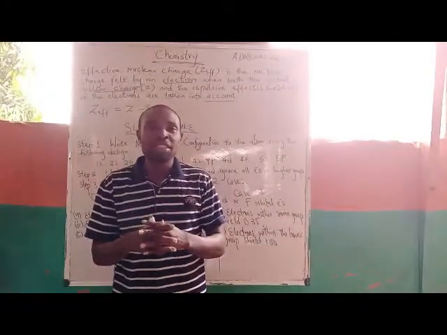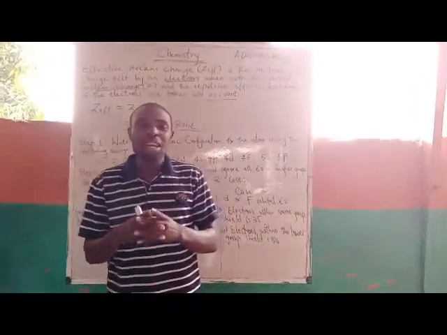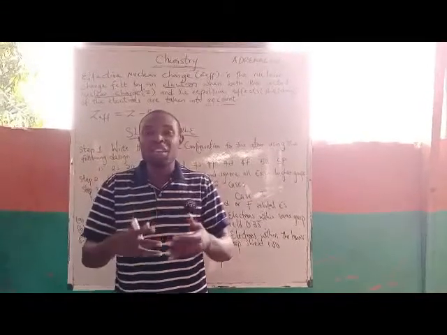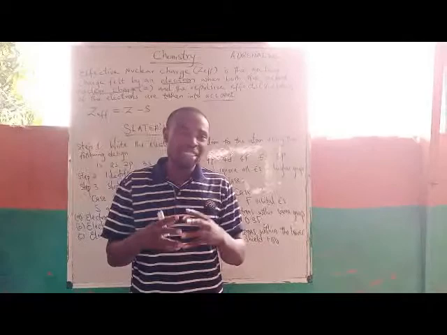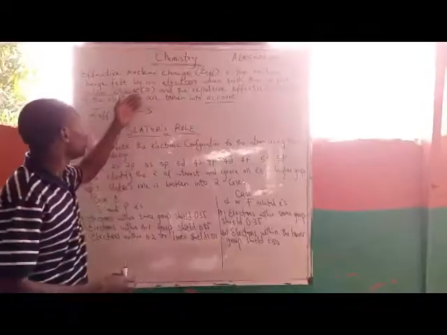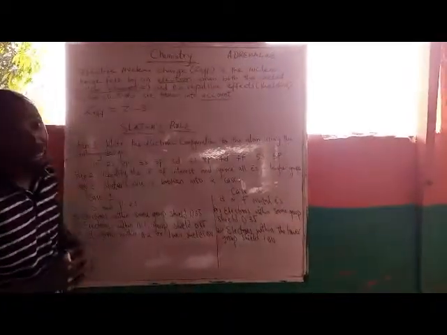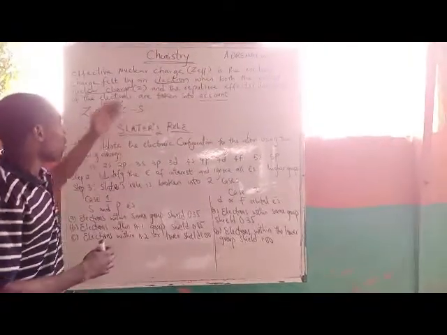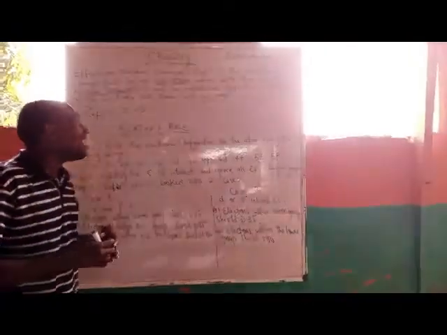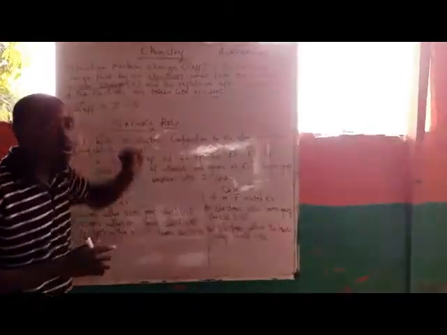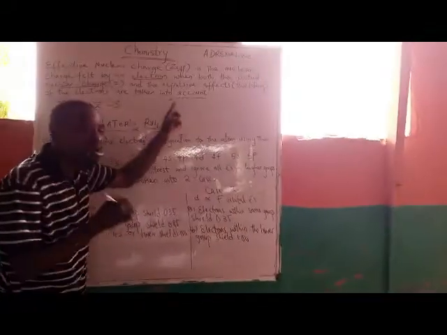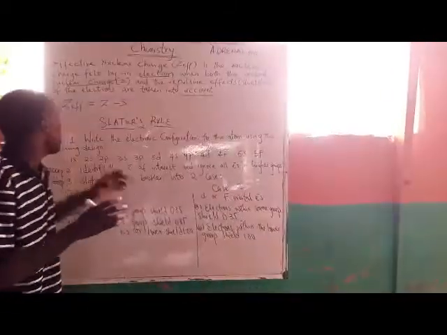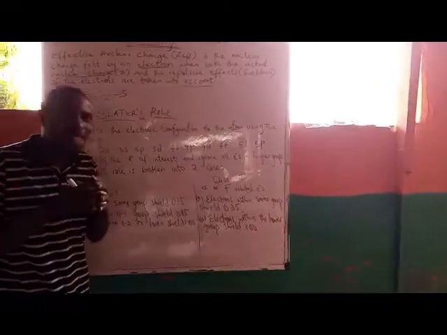Today we are going to be taking on a very interesting topic, which is the second version of what we have done before in our previous video, and it is, as you can see right here on the board, the effective nuclear charge. Now, an effective nuclear charge, as we all know, is the nuclear charge that is felt by an electron when both the actual nuclear charge, which is Z, and the repulsive effect, which is called the shielding effect of the electrons, are taken into account.